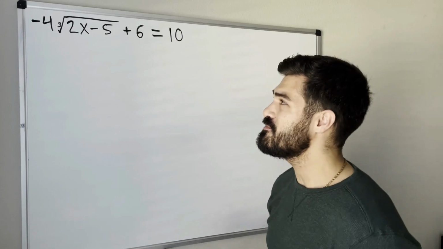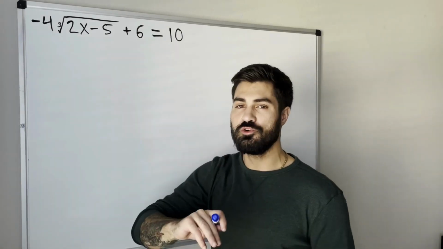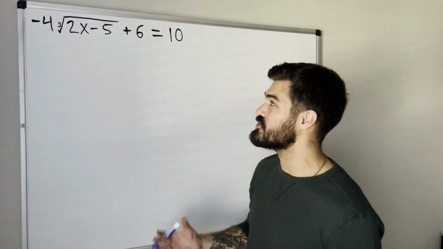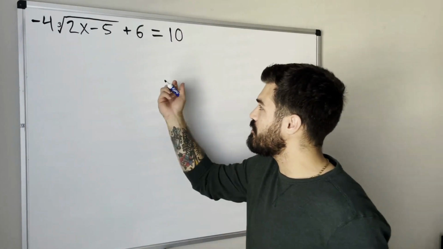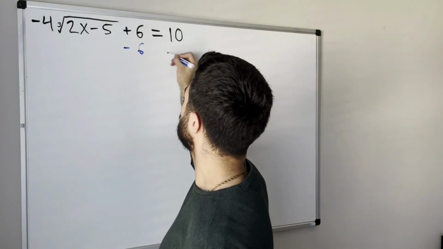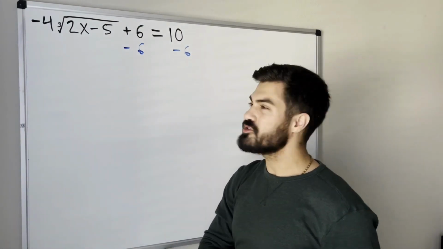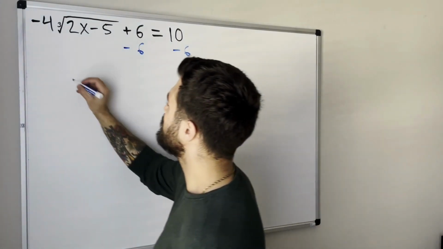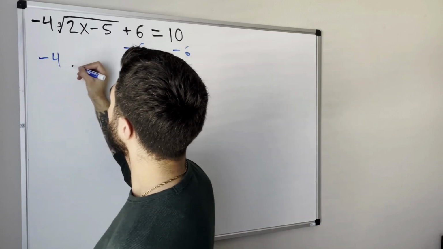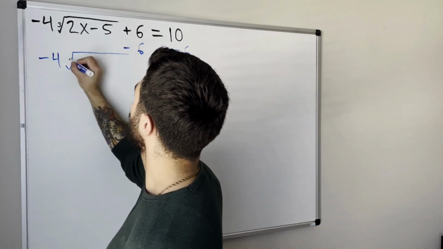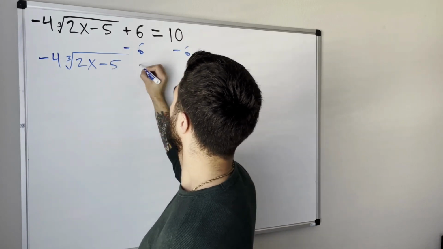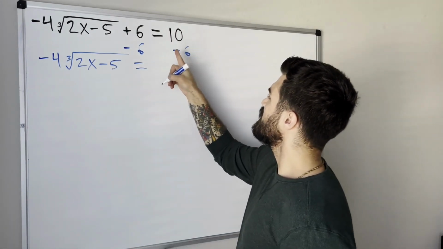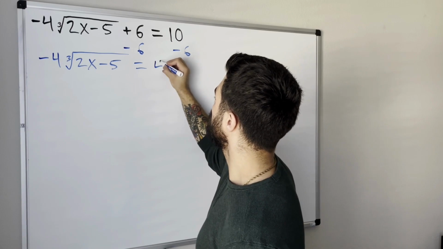So here's another example, this time involving a cube root, but the process is still the same. We're going to start by trying to isolate this radical expression. And we can do that by first subtracting 6 from both sides of this equation. Once we subtract 6, we get rid of that plus 6 there. And what we're left with is negative 4 times the cube root of 2x minus 5. And that equals 10 minus 6, which is 4.